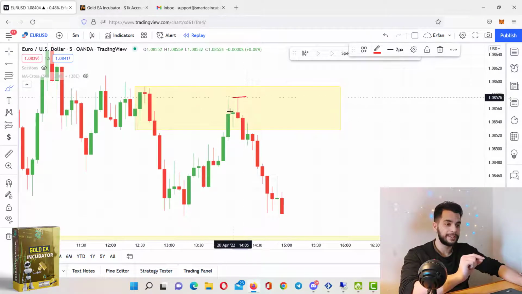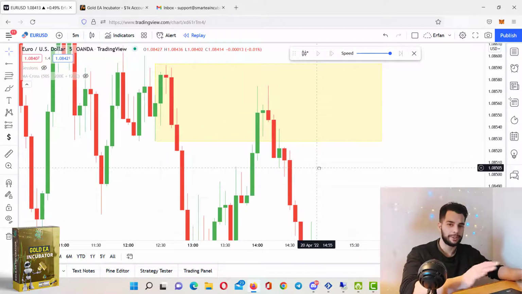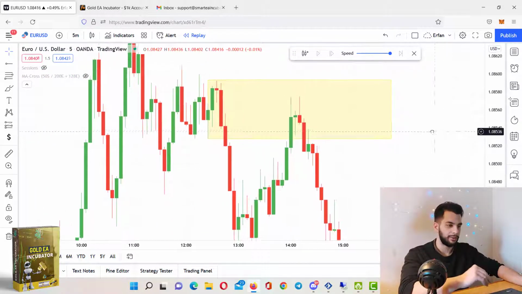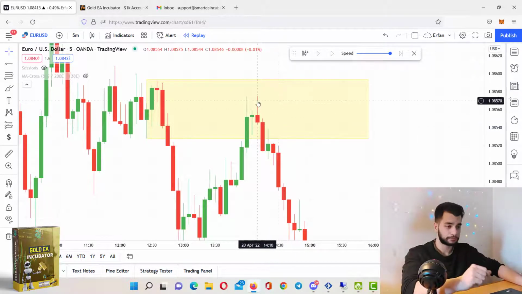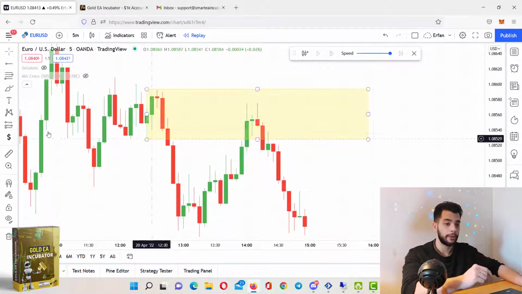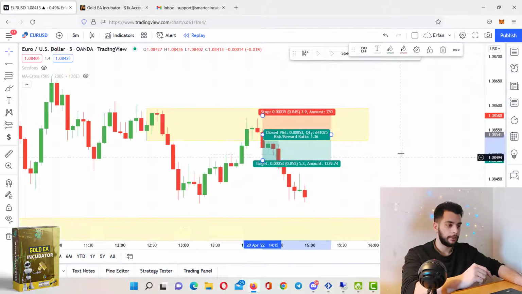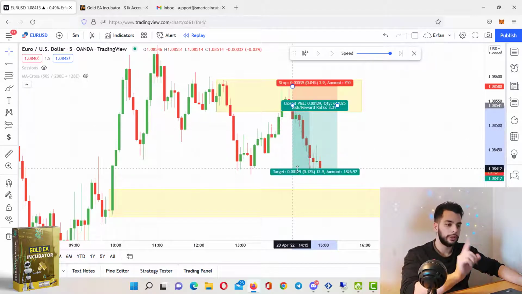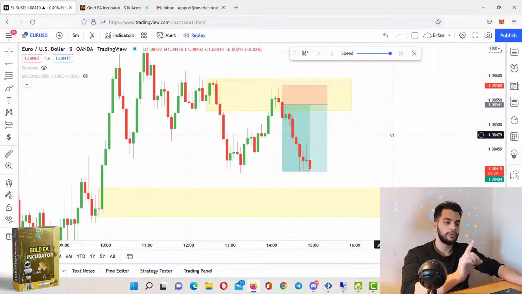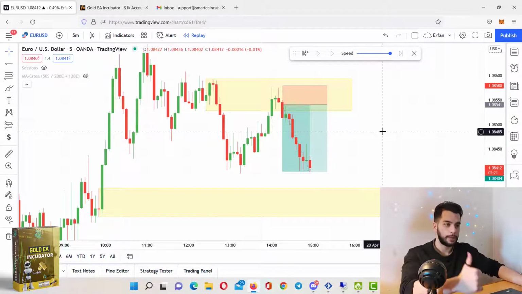And after seeing this beautiful candle, which was, I don't know, an evening star or hammer, I don't really care about the names, I just recognize the pattern by watching them. And then I could take my sell position here, put my stop loss here, and my TP literally right here. Not 1-to-1, literally right here. It's a 1-to-4 risk reward ratio trade, just using order blocks. I'm not using an indicator, I'm not using anything else, just pure price action, high probability order blocks, and that's it.